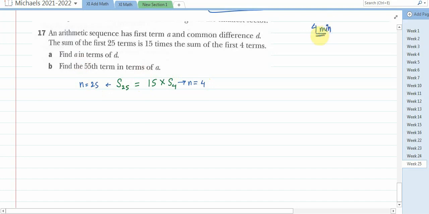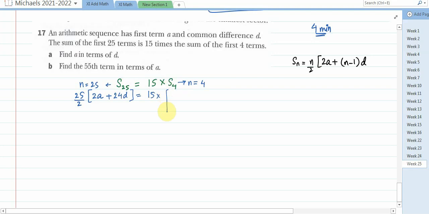Alright, firstly you need to place the formula for Sn, and the working formula for Sn is equals to n upon 2 bracket 2a plus n minus 1 times d. So on my left side the value of n is 25, so I can say that it's 25 divided by 2 bracket 2a plus n minus 1. So 25 minus 1 leads to 24 times d is equals to 15 times S4.